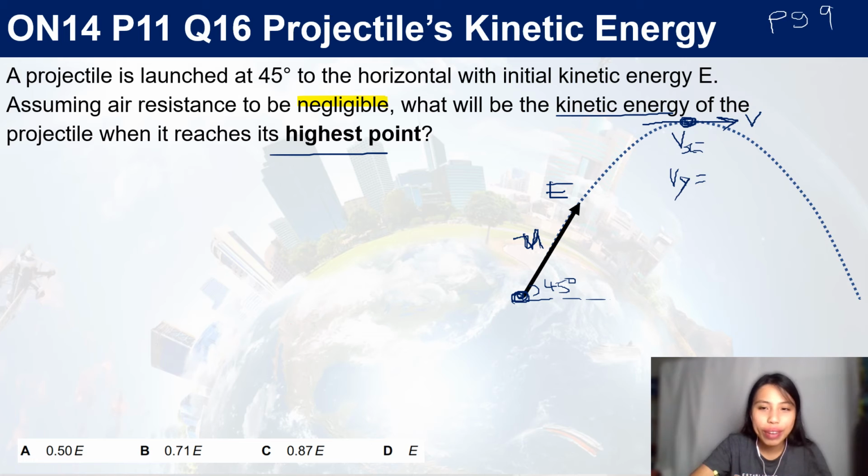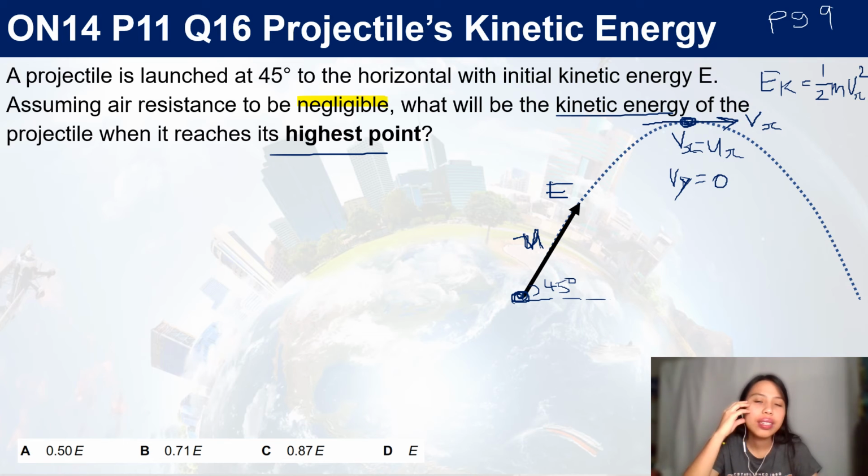If you forgot, time to revise a bit. At the maximum height of a projectile, the vertical component of velocity is 0. Horizontal is still the same as the beginning, Ux. Which means the only thing contributing to the kinetic energy on top is the horizontal velocity. So it's half m, well, the v there will just be Vx, so Vx squared. But how are we going to find the answer? Because if you look at the choices A, B, C, D at the bottom side, it's in terms of E.